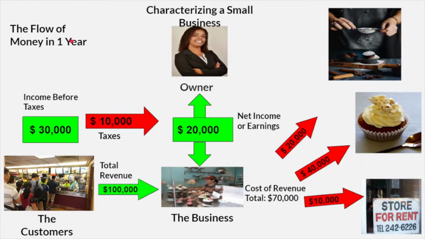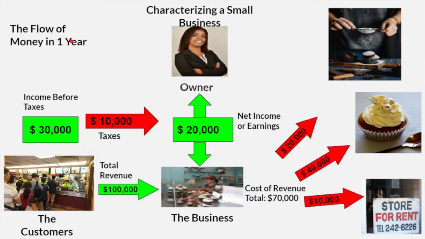In valuing a business as an investment, we had Lisa and her cupcake shop, and we figured that Lisa had made $100,000 in revenue, and that after taxes and all the bills were paid out, she had a net income or earnings of $20,000. This is the income statement we're looking at here, and these are the same types of deductions that will be seen on any company's income statement.